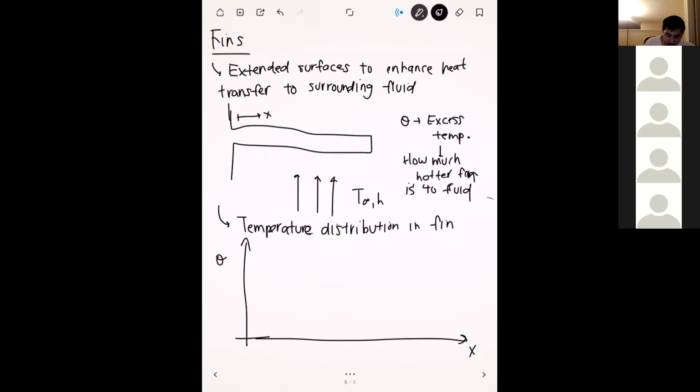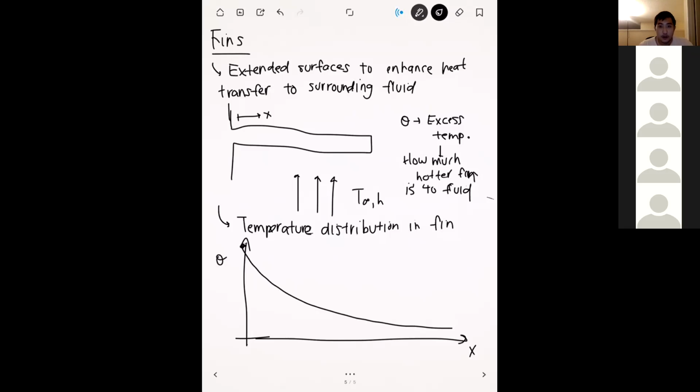Right. And so what we saw was that the temperature distribution looked like this. It started out high at the base of the fin, and then as you went along the fin, the temperature decays down just like that. Remember, at the base of the fin, which is where it's the hottest, we have the biggest temperature difference and hence the biggest amount of heat transfer, right?